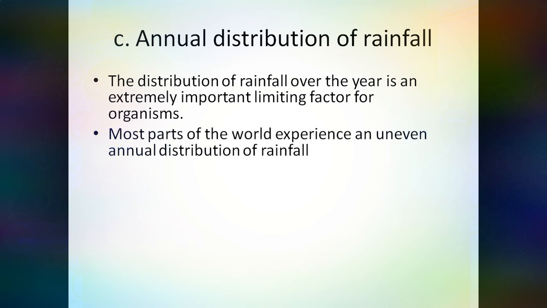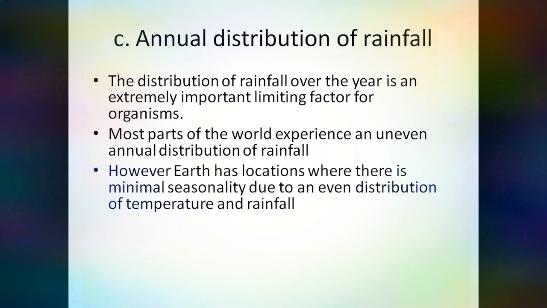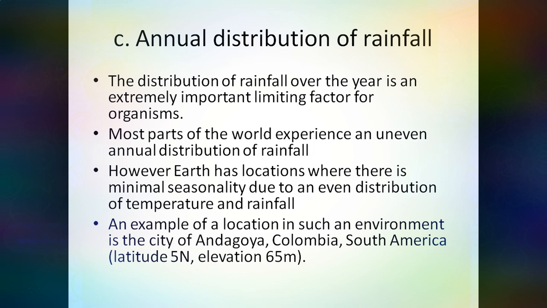Most parts of the world experience an uneven annual distribution of rainfall. However, Earth has locations where there is minimal seasonality due to an even distribution of temperature and rainfall. An example of a location in such an environment is the city of Andagoya, Colombia, South America.